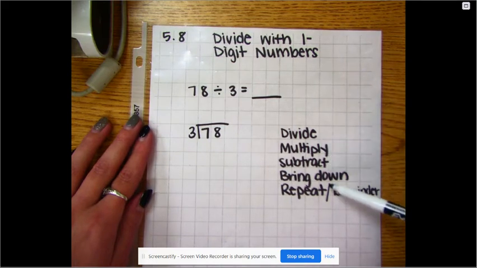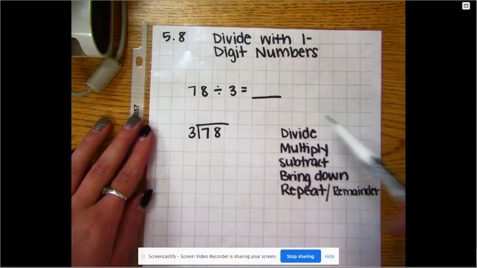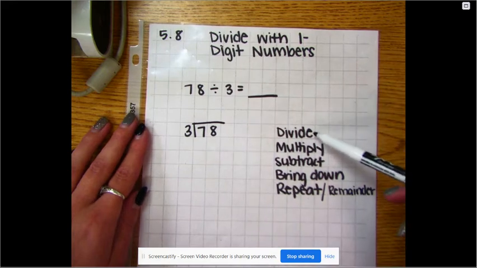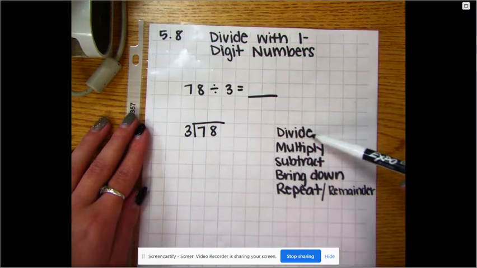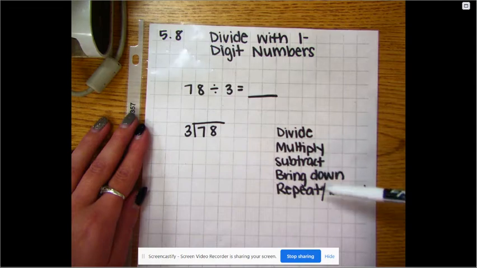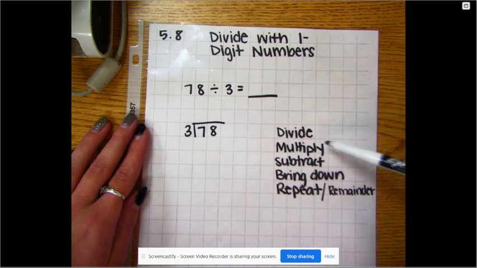Now that I have them placed in the correct locations, let's follow these steps. And we're going to do these steps 2 times. I like to remind myself of this by singing a little song. And the song is divide, multiply, subtract, bring down, repeat. Or if you're on the second step or your final step, it might be remainder.